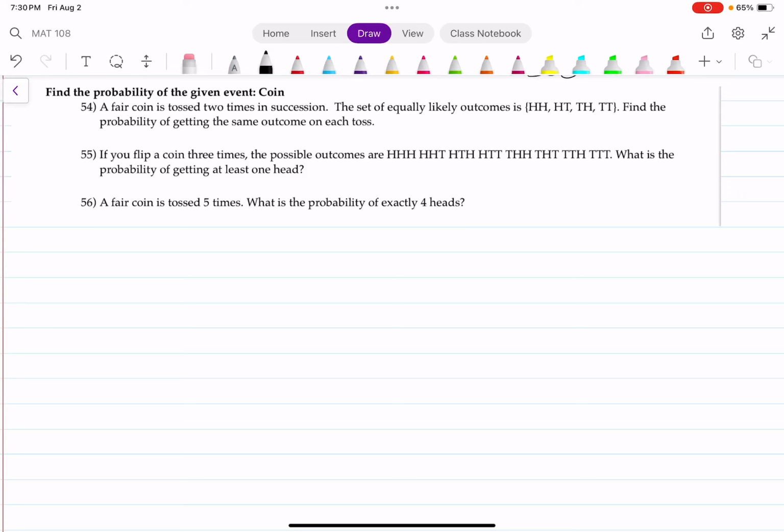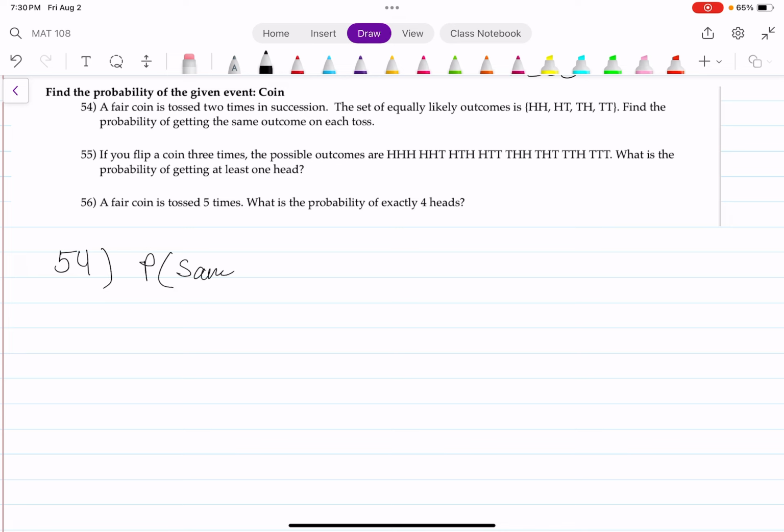All right, in this video, we're going over questions 54, 55, and 56. Number 54 says, a fair coin is tossed 2 times in succession, right? The set of equally likely outcomes is the set of HH, HT, TH, and TT, H meaning heads, T meaning tails. Find the probability of getting the same outcome on each toss. So 54 is a basic probability question.